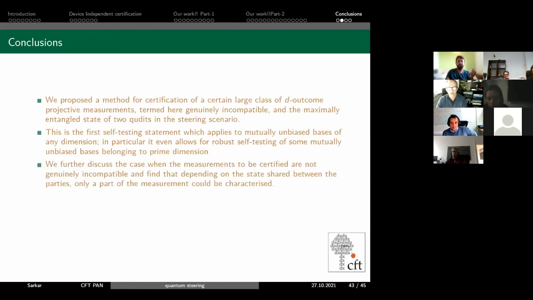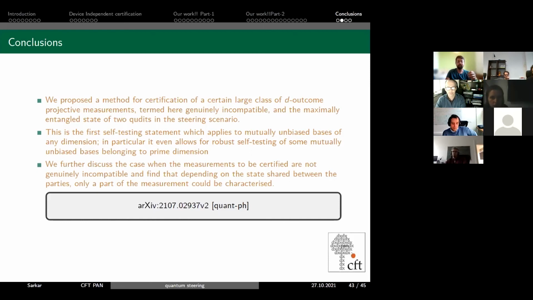We discussed the case when the measurements were not generally incompatible, and then we concluded that only a part of the measurement could be characterized. The details of the first work can be found in this arXiv paper, which is still under review.